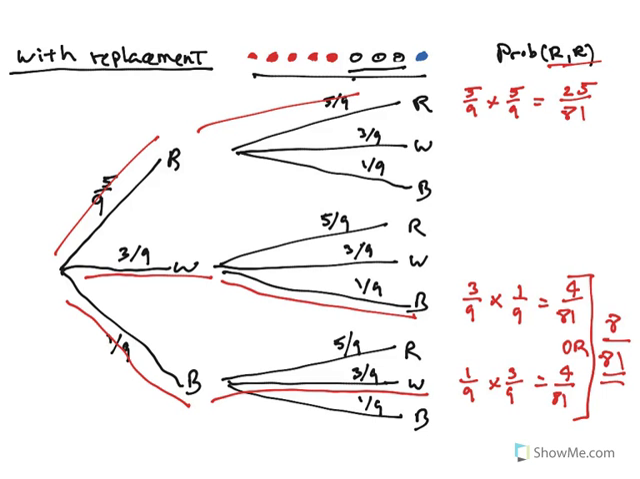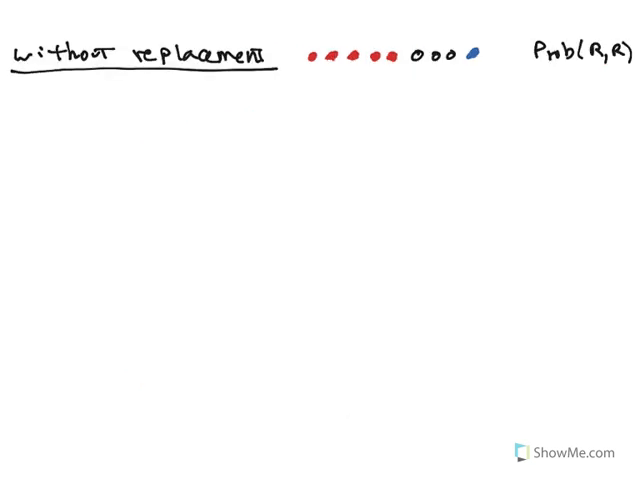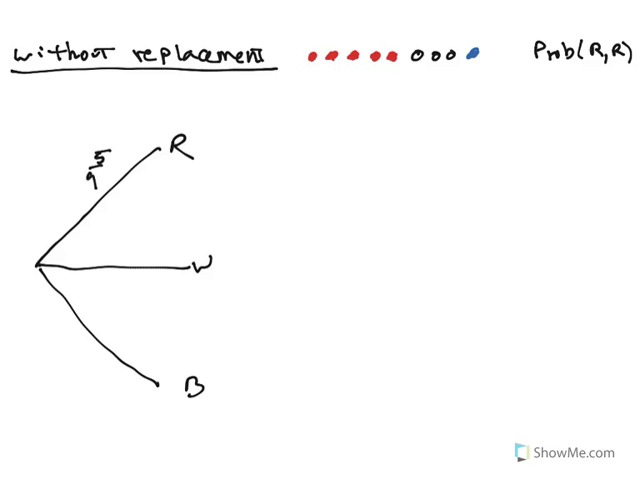Let's consider the same situation, but this time we don't replace the ball after the first draw. So the first time out, the bag is exactly as it was the first time. Red, white and blue. Red, the chances are 5 out of 9. White, the chances are 3 out of 9. And blue, the chances are 1 out of 9.